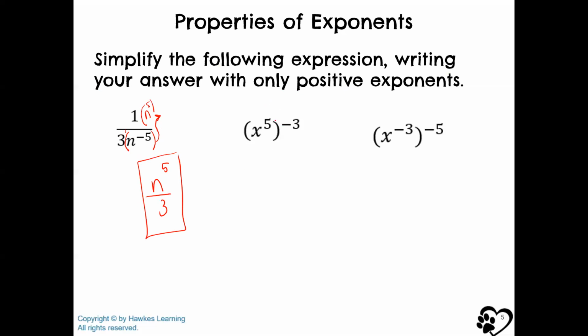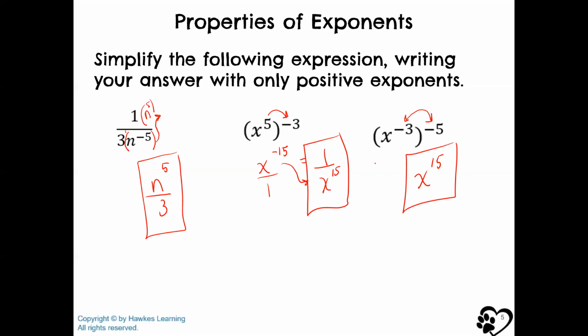All right, so now we have a power raised to a power. You're going to multiply those exponents. So 5 times -3 is -15. So currently that would be sitting in the numerator. We want it to be a positive 15, so we're going to bring it down to the denominator. You can't have a blank in the top, so you have to put a 1 up there. And then here we have a power raised to a power, so we're multiplying -3 times -5 is positive 15, and that's our final answer.